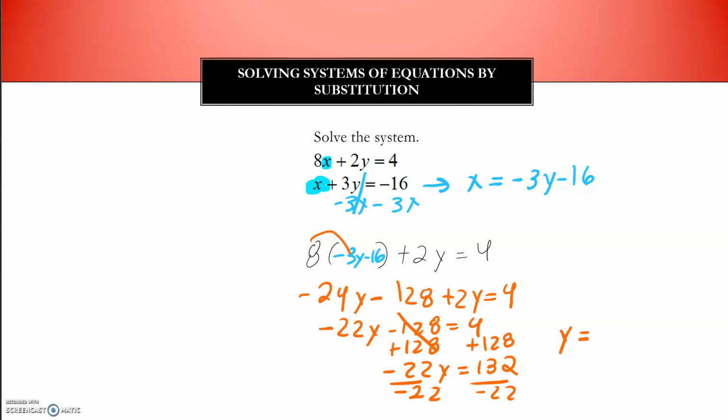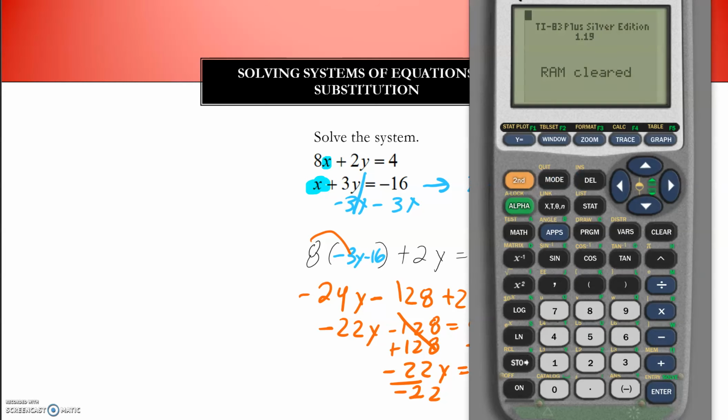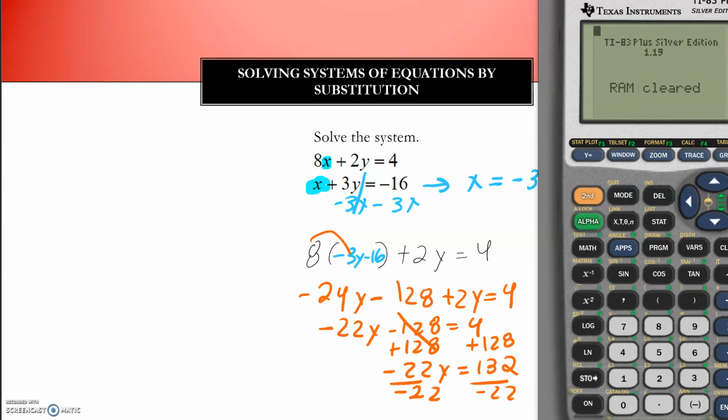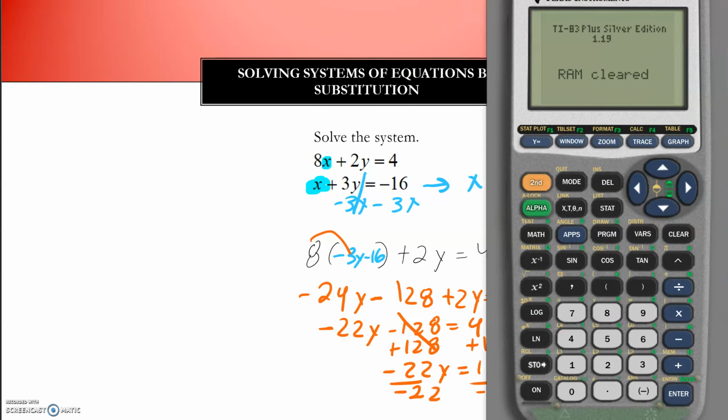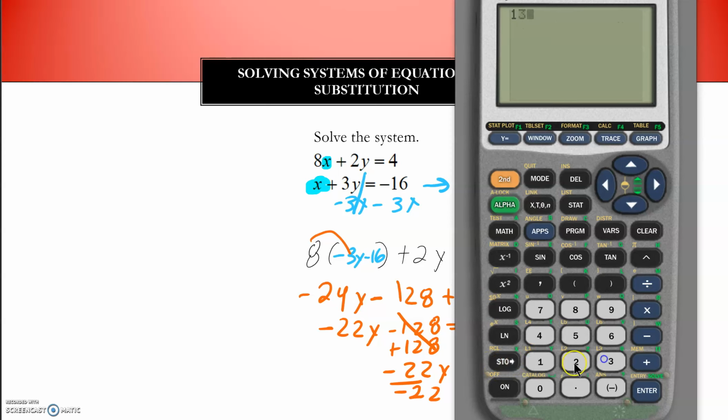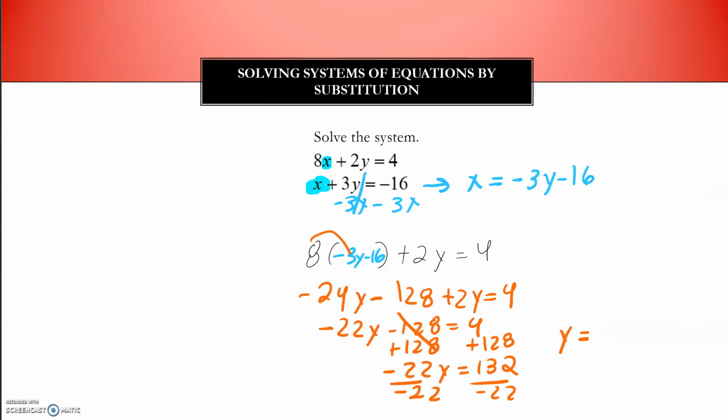And I will get y equals, and we're going to consult the calculator here. So we've got 132 divided by 22. I know the 22 is negative 6, so that would be negative 6. Okay? Now I have to solve for the other variable. I have to solve for x.